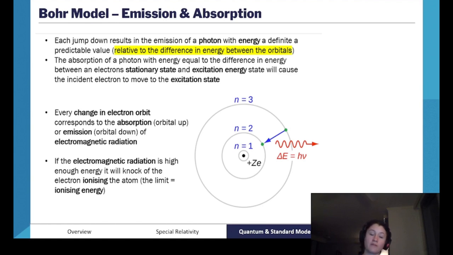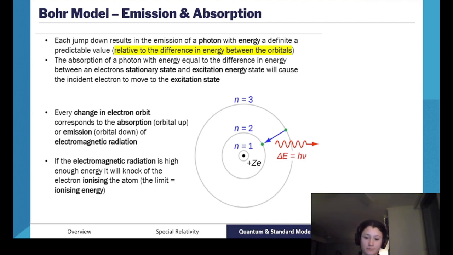If the electromagnetic radiation is high enough energy, it will knock off the electron, ionizing the atom. So the limit is the ionizing energy, right? If we give an electron a bunch of energy, it will have enough energy to jump out of the atom altogether. And this is what we saw with the photoelectric effect, right? We saw if we gave the electrons enough energy, they would jump off the atoms altogether and create a photocurrent.